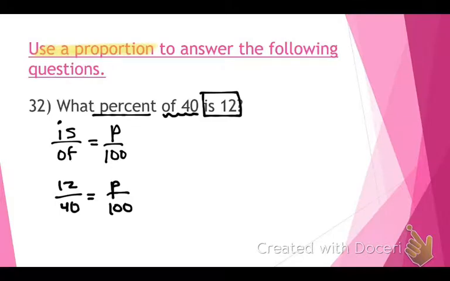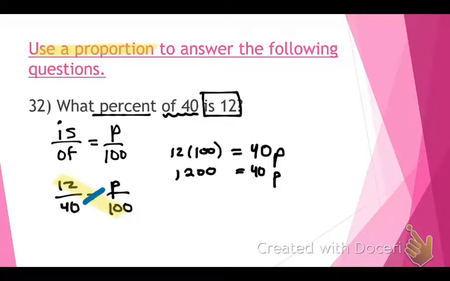So once again, let's go ahead and do cross products. I'm going to multiply those two together, 12 times 100. And then I will multiply these two together, 40 times P. All right, what is 12 times 100? 12,000. Not 12,000. 1,200. 1,200 equals 40P.